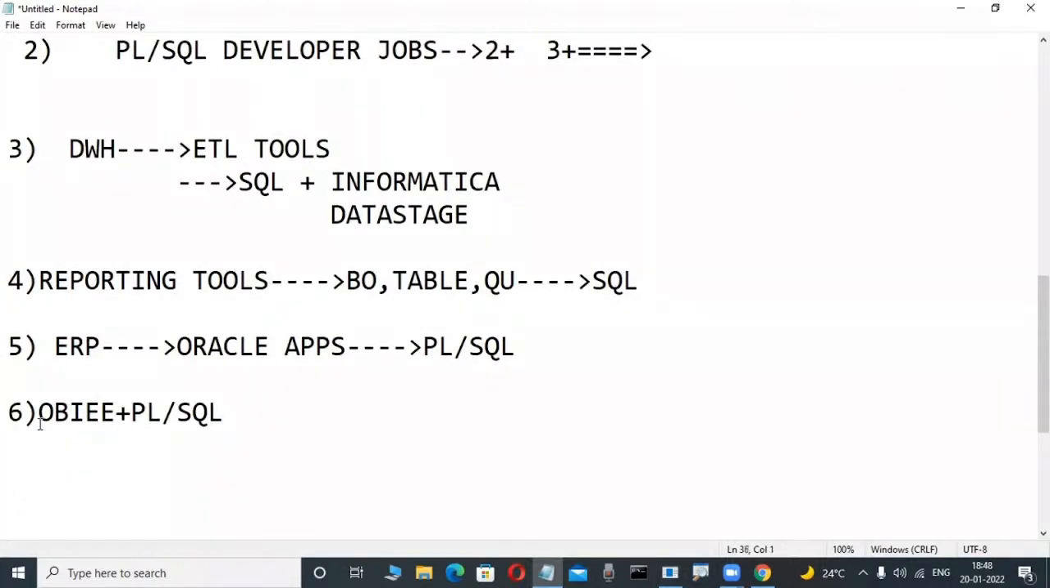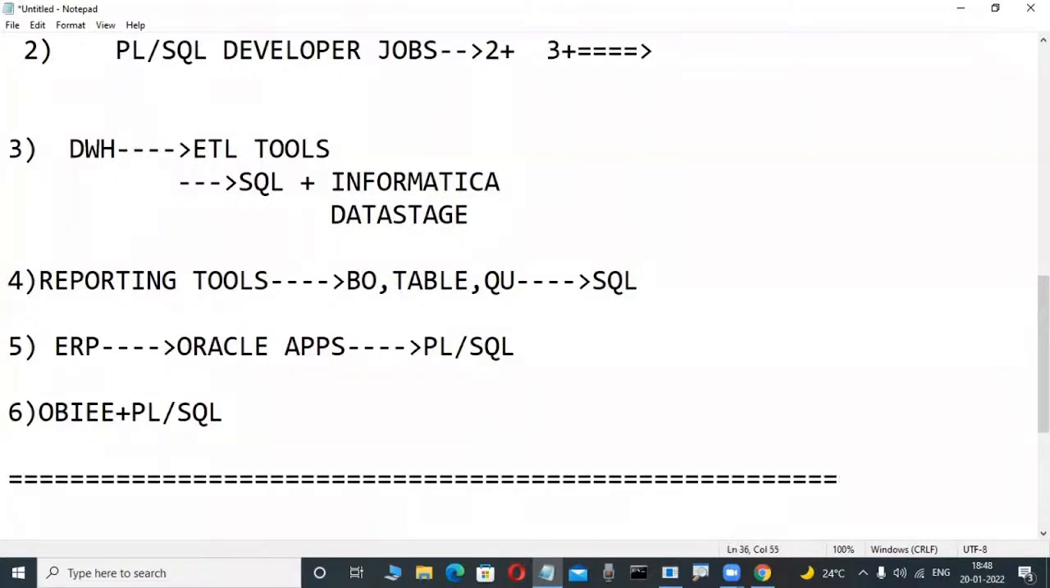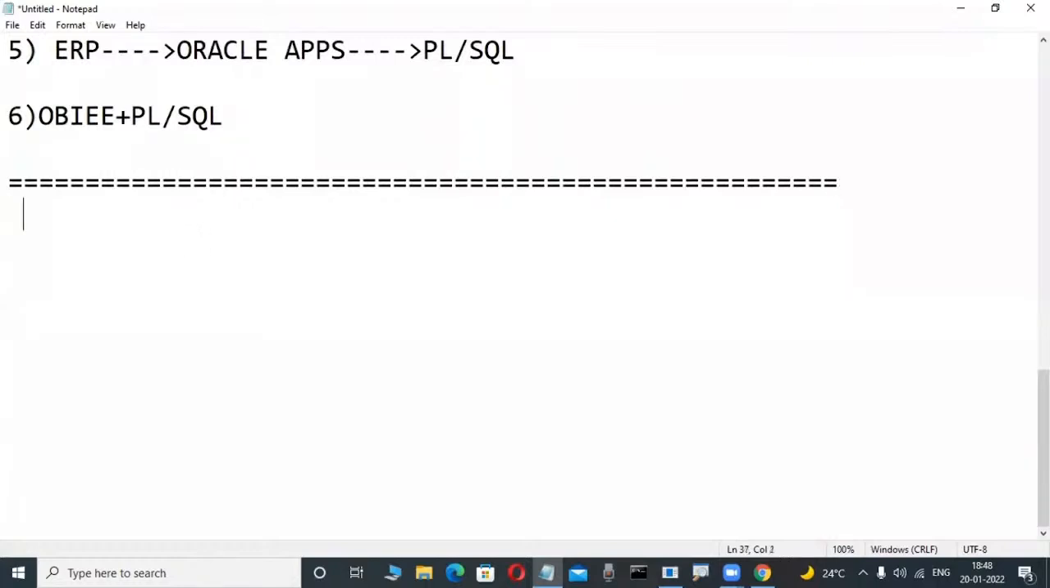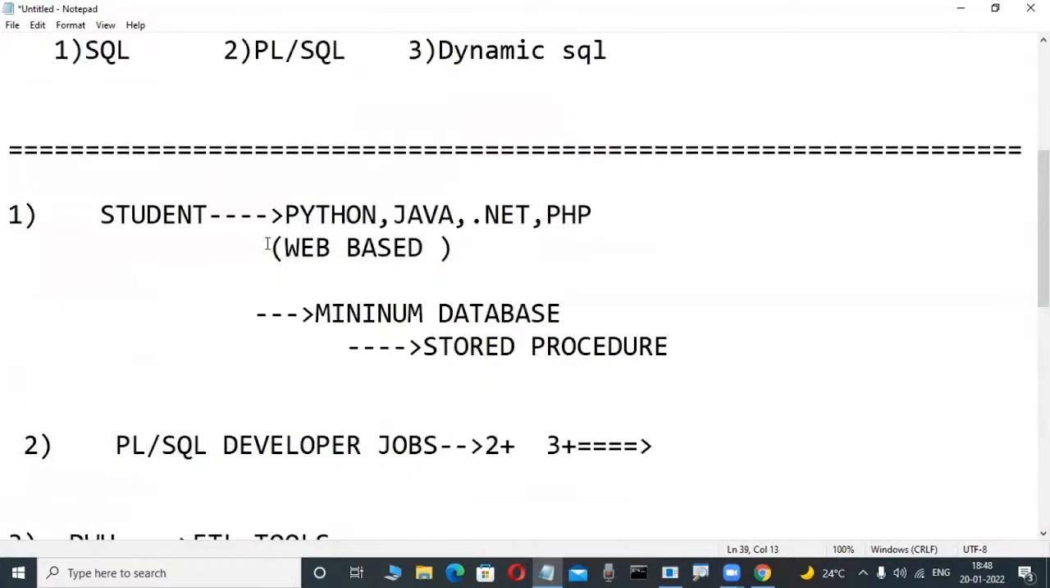Again, suppose you are not interested in the programming side, and you want the administration side for jobs. In that case, DBA courses are there: Oracle DBA, SQL Server DBA, MySQL DBA, database administration courses. These persons also need minimum SQL knowledge before learning those courses. They also learn these types of courses.